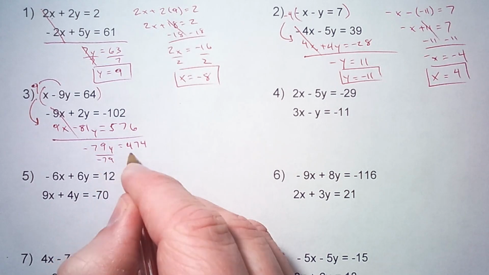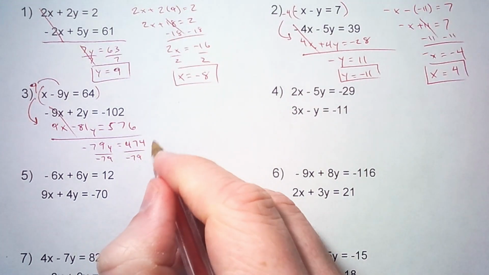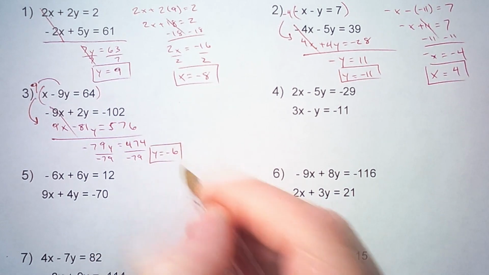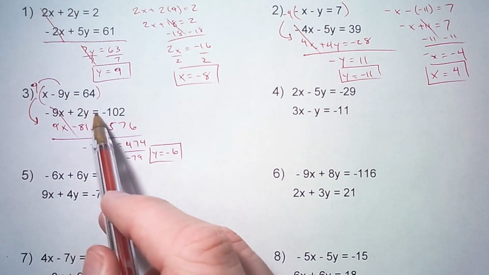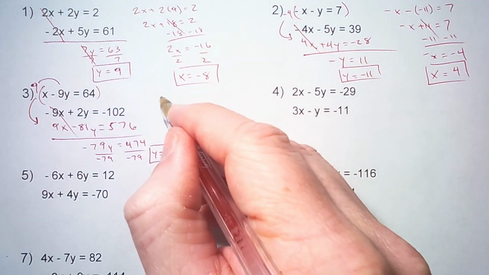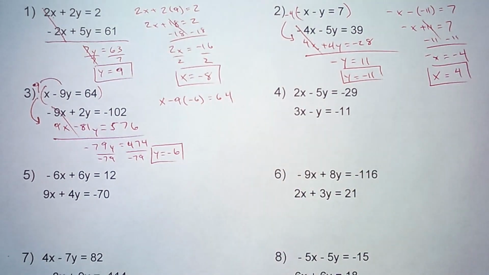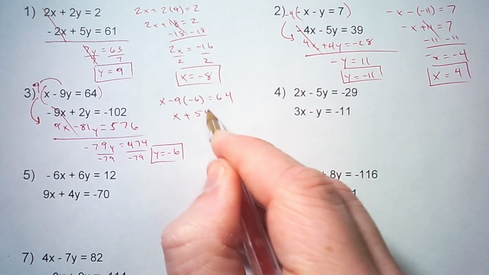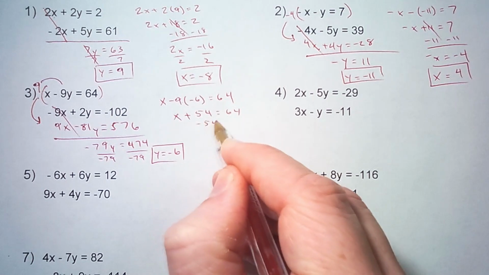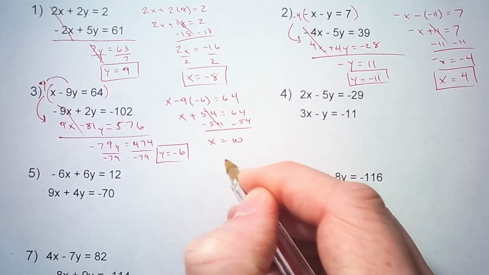And divided by negative 79, we have negative 6. So y equals negative 6. Okay, now let's plug that into the top equation. It does not matter which equation I choose, I'm just choosing the top. So x minus 9 times negative 6 equals 64. Negative 9 times negative 6 is positive 54. And when I subtract 54, I'll get x by itself. And I get x is 10.